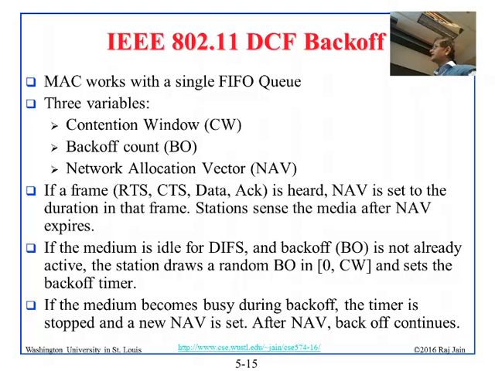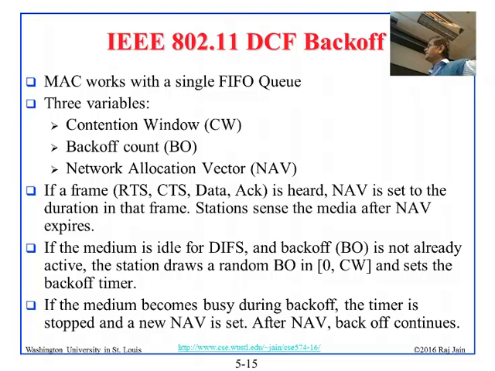I'm going to describe that in the next slide, but the key thing here is, you draw a random number backoff between 0 and CW, the congestion window. So you start with 1, then you go to 3, then 7, and so on and so forth. You just double the window every time. So 0 to 1, you draw a random number and you wait that much time and then you sense the medium at that time.